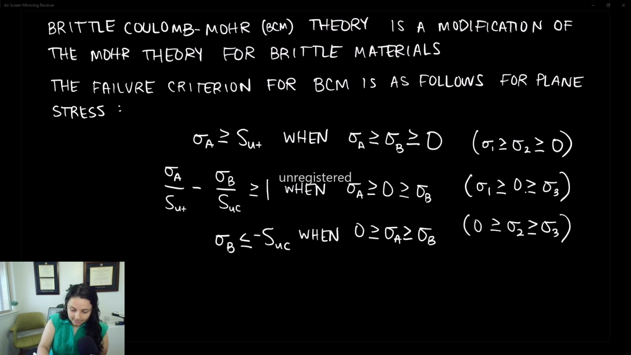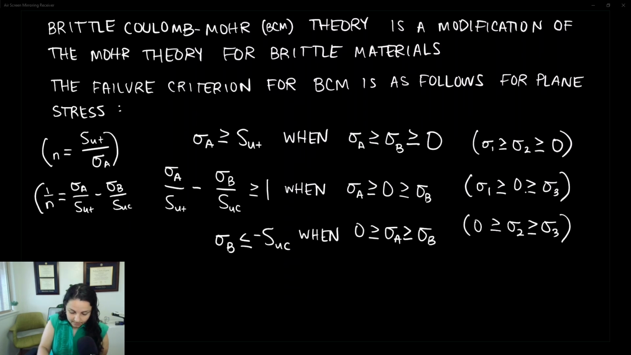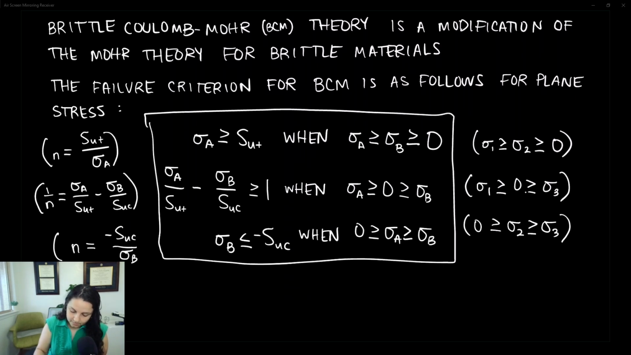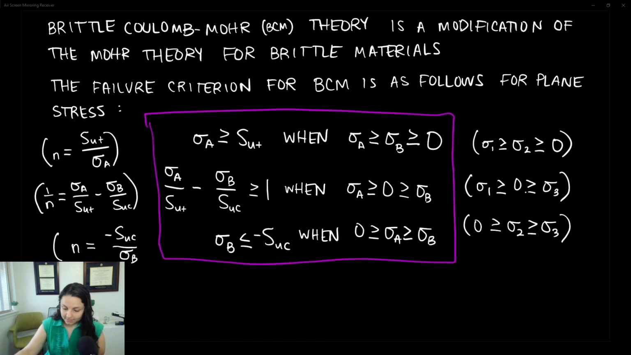And then I'll write the factors of safety over here just so that you have them. So for the first form of the equation, our safety factor is SUT over sigma A. For the second form of the equation, 1 over our safety factor is equal to sigma A over SUT minus sigma B over SUC. And for the last line, our safety factor is equal to negative SUC over sigma B. Okay, so that is our Brittle Coulomb-Mohr theory.